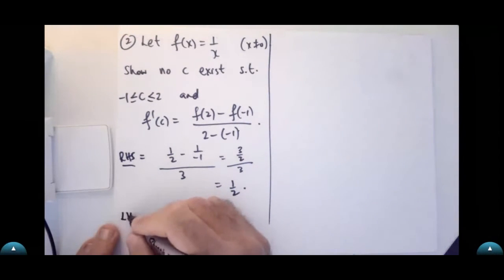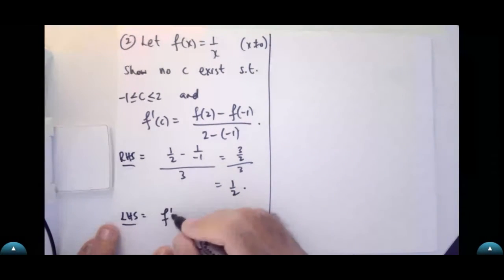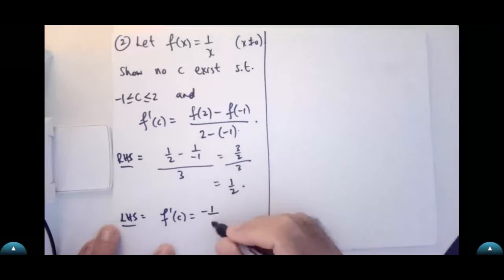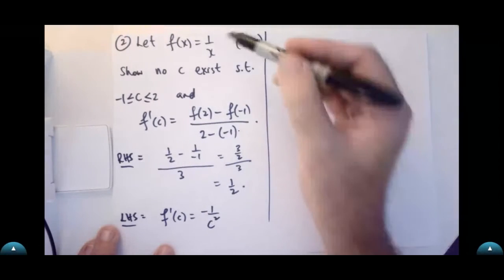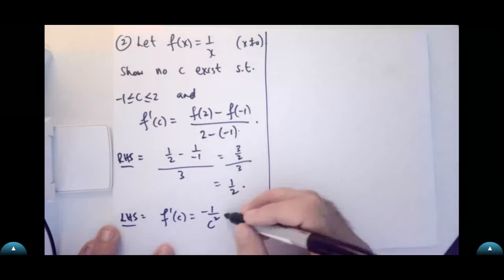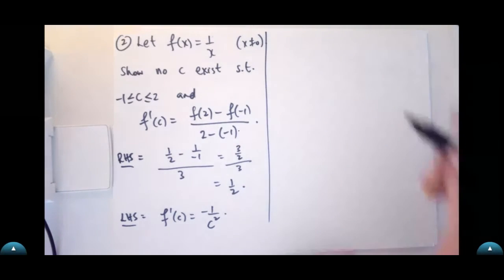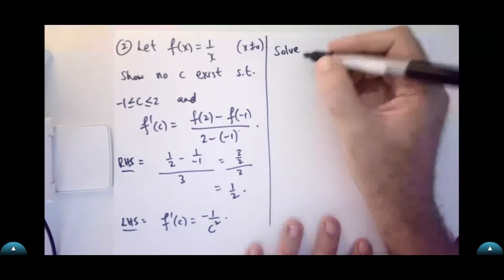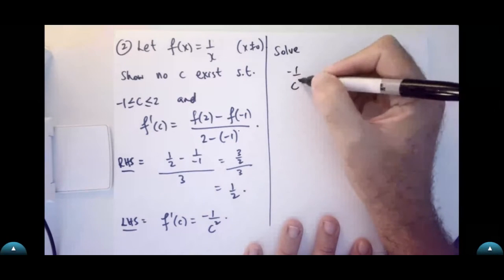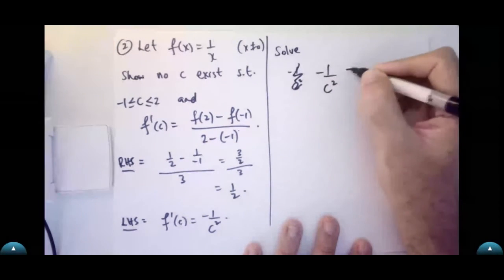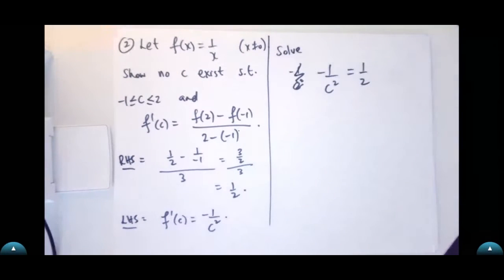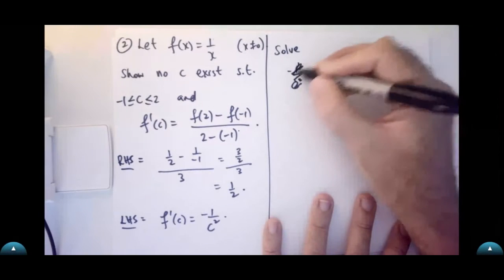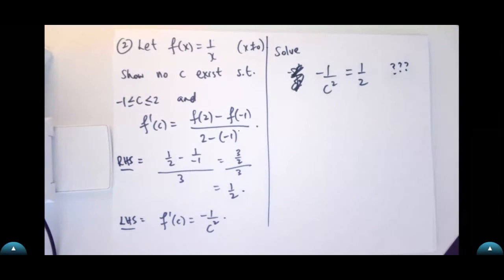And the left-hand side, so the derivative of this is going to be something like this. So we differentiate this function and then plug in x equals c. Okay. So now, if we combine these, we're basically trying to solve this. Now, is there a problem with this equation? What's the problem?